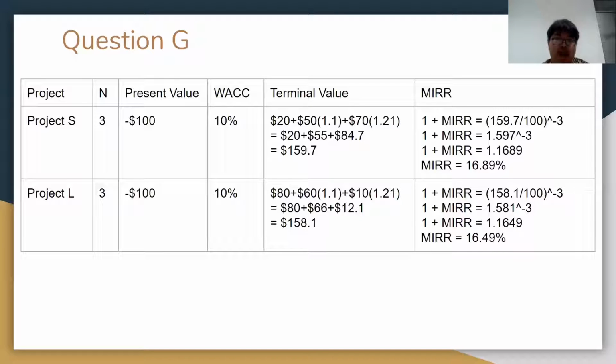For the value of the MIRR for project S, we can see that the terminal value is $159.7. From that, we can conclude from the table that the MIRR is 16.89%, because it's the result of the cube root of 1.97. For project L, we can find that the terminal value is 158.1 and the MIRR is 16.49%.